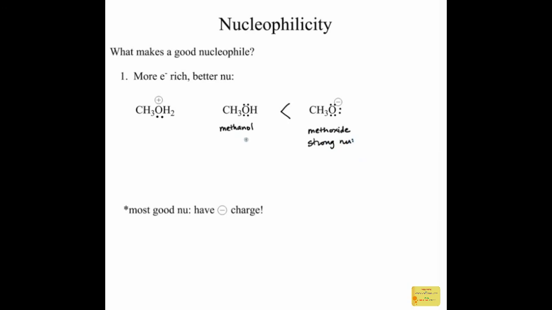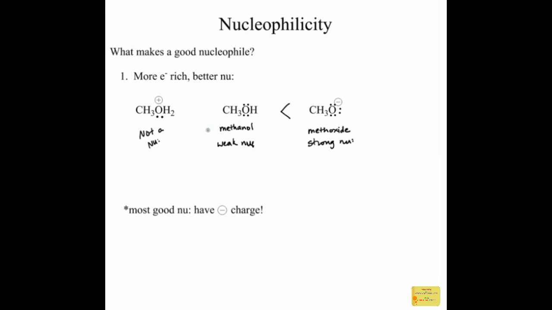Methanol, because it's neutral, it's stable, still can be a nucleophile, still has lone pairs, but this is described as a weak nucleophile. And how about this species? Still has a lone pair, but because it already has a positive charge, there's no way it's going to want to share those electrons with something else and have a double positive charge. So we would describe this as not a nucleophile.